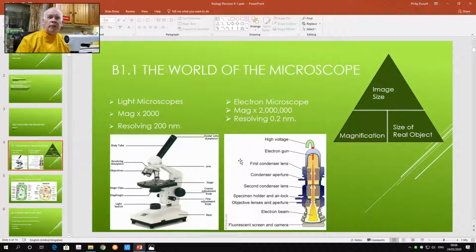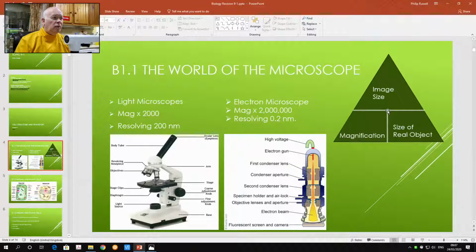The formula that we come up with relates image size, magnification and size of real object. Magnification is the image size over the size of the real object. And usually in an exam, we'll come across a question like this, and it's fairly common to do so.